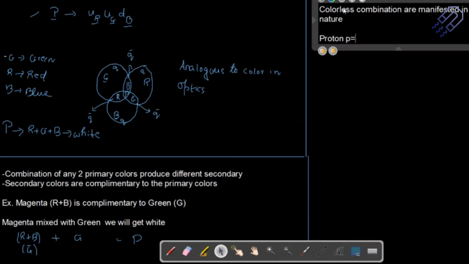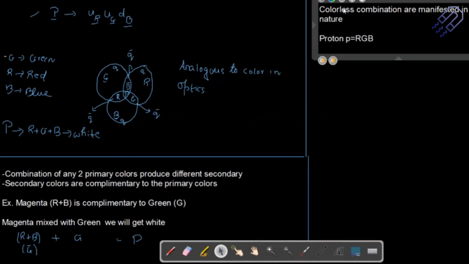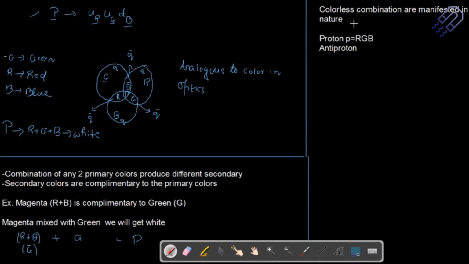So a proton will be nothing but red, green and blue. It may be 2 up quarks and 1 down quark, but the color combination will be red, green and blue. On the other hand, if I talk about something like an antiproton, although it's difficult and not yet detected, in general for antiparticles, P bar would be nothing but R bar, G bar and B bar. So this is what an antiproton is all about. In general, if you take a meson, or maybe a pion, you are going to get different combinations.